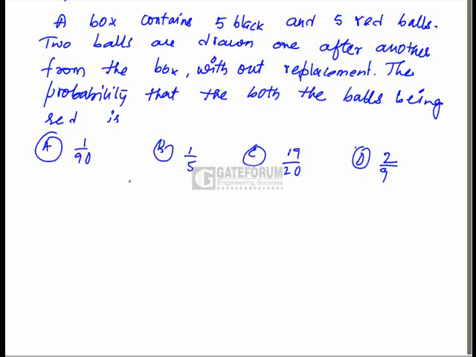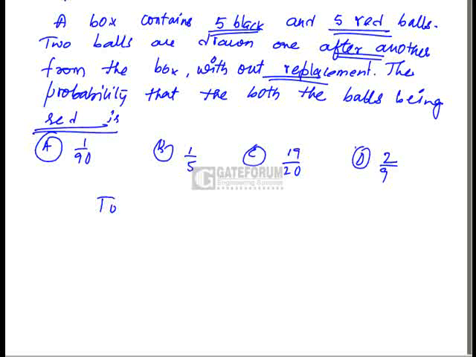In this problem, it is given that a box contains 5 black and 5 red balls, of which 2 balls are drawn one after the other without replacement. Now we have to find the probability that both balls are red. Now the total number of balls is 10, of which there are 5 red and 5 black.